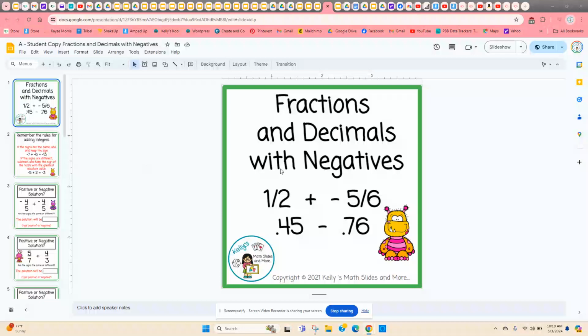Fractions and decimals with negatives. This is a digital lesson. This is a really important transition after integers, when you've covered the rules of integers and you're moving into fractions and decimals. That will help when they get into solving equations and expressions.